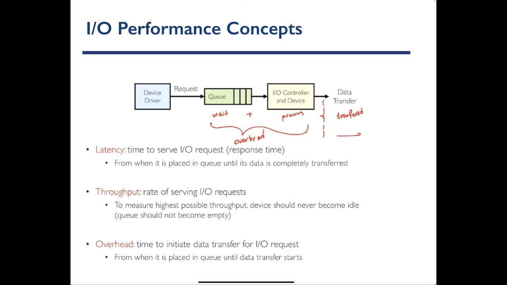Now, the throughput of your system is basically the rate at which you serve these requests. So if we look here and see how many requests per second we're processing, that would become our throughput.